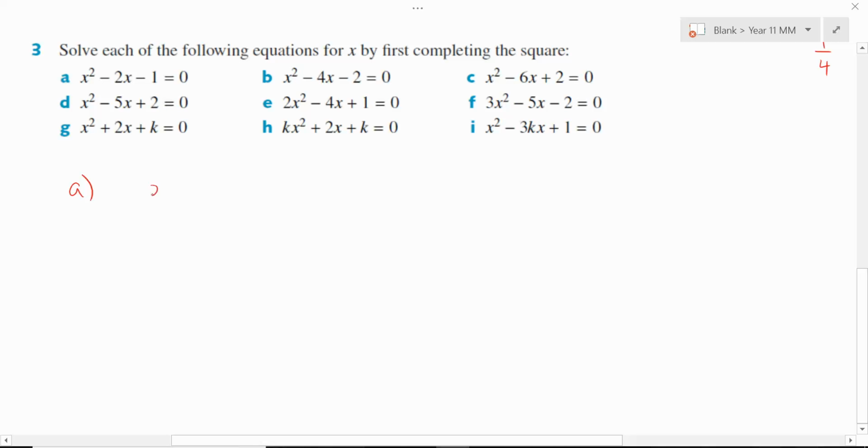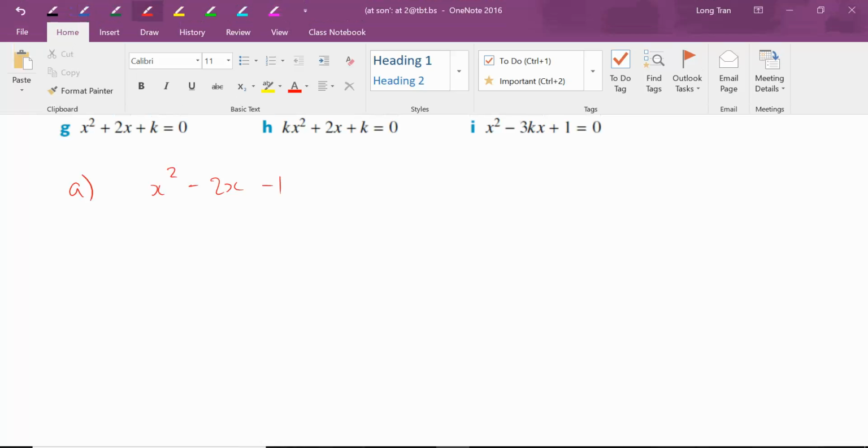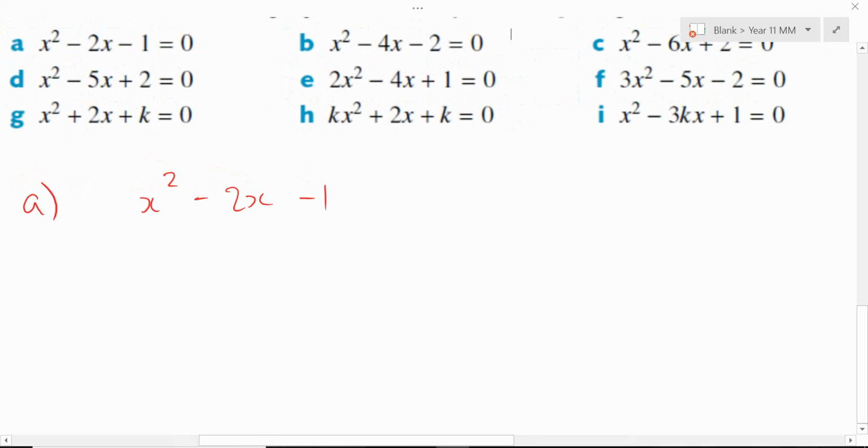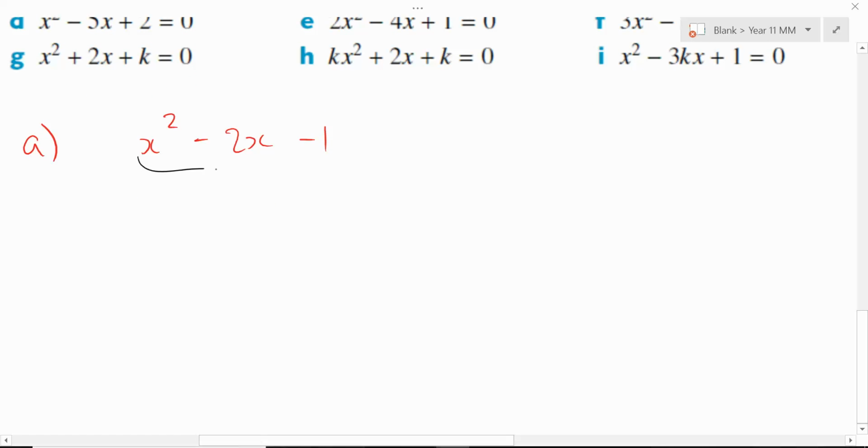For part A, you've got x squared minus 2x minus 1. You want to complete the square because it says first by completing the square. How do you complete the square? You've got to make sure that this is a perfect square. Is this a perfect square? That's what we want to know. The only way to know is if the last term is whatever it should be.